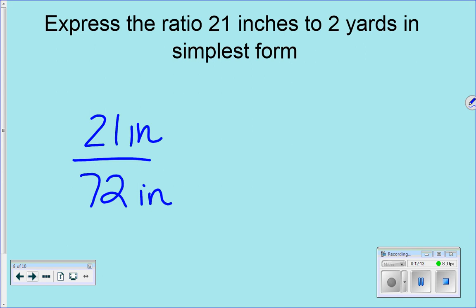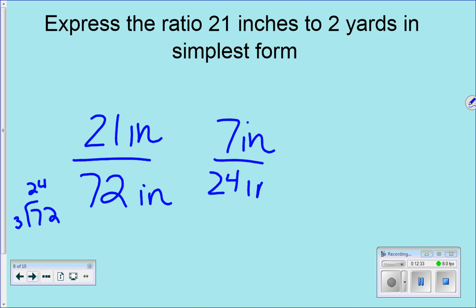I think this can be reduced by 3, I believe. So this would be 7, and 3 here, 21. No. Is it 24? 12. Yep, 24. Very good. 24 inches. Can I reduce any farther? No, I don't think so. Then that's my answer. Okay?